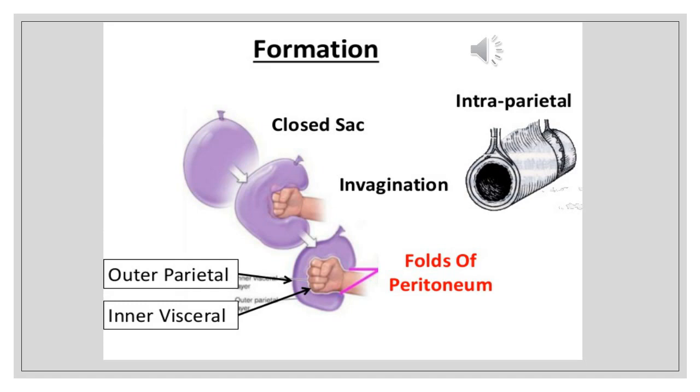The peritoneum is, at first, in the form of a closed sac which is invaginated by a number of viscera and this divides the peritoneum into two layers, the outer parietal layer and the inner visceral layer, and folds of peritoneum by which the viscera are suspended. The peritoneum, which is a simple cavity before being invaginated by viscera, becomes highly complicated.